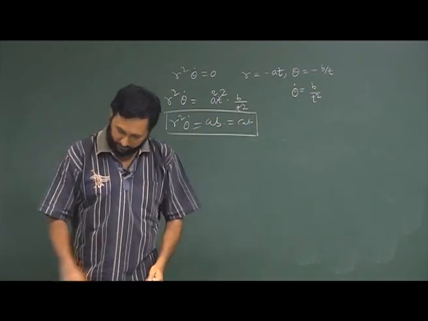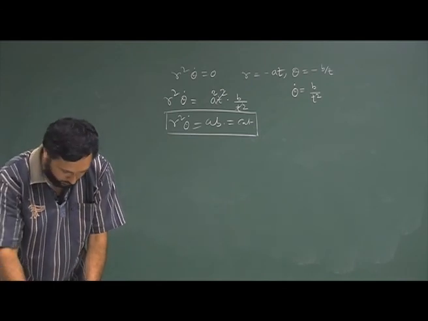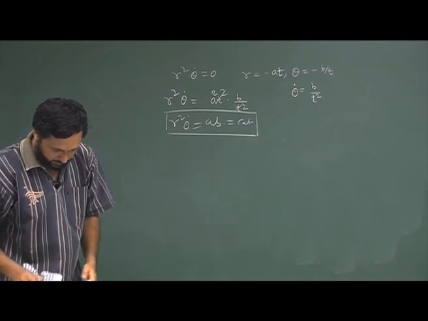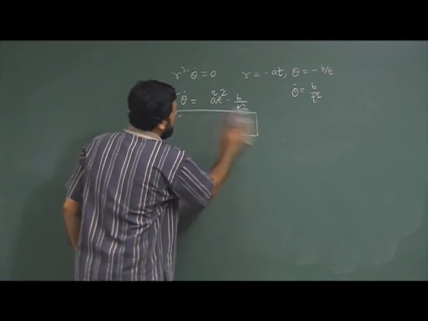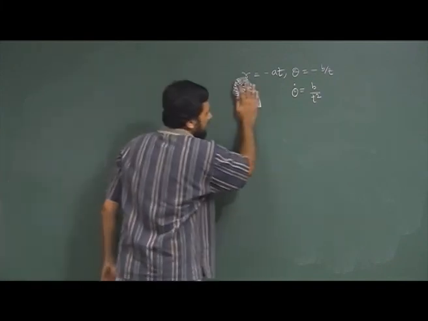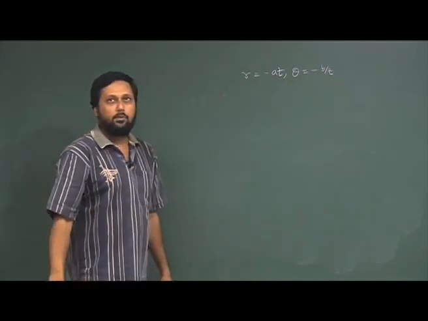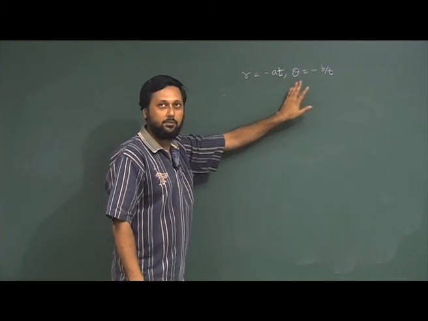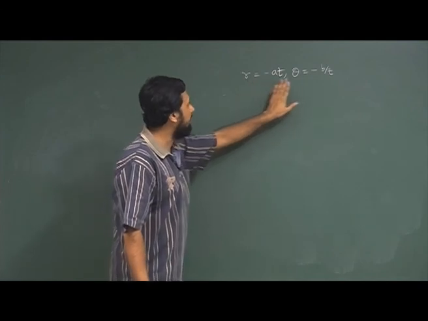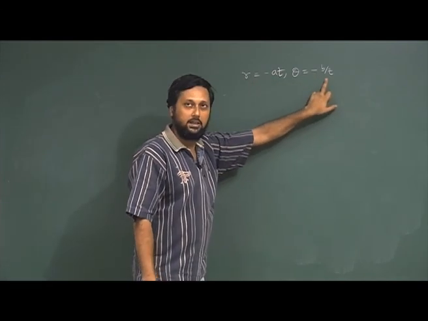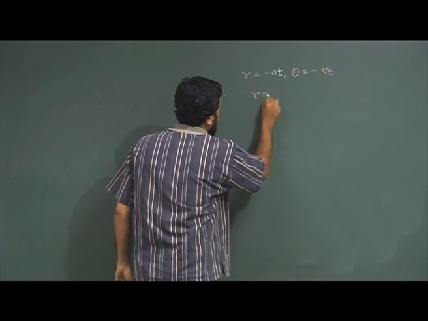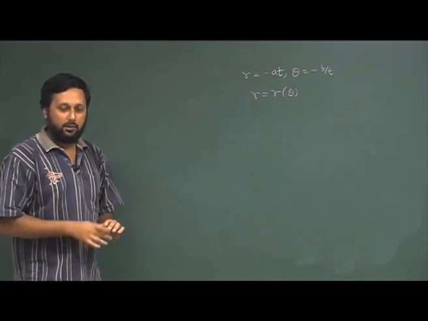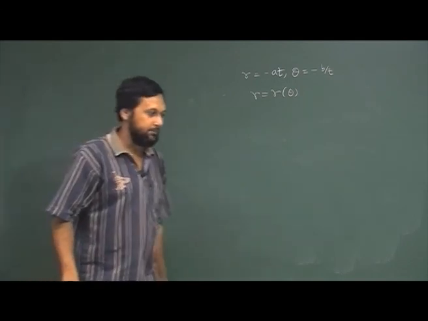Now, the second part is we have to find out the equation of the orbit. I am leaving it to you, because all you need to do is, from the expressions of r and theta, you need to eliminate t. So, essentially you have to get r as a function of theta. You can do that. Okay. So, I leave it to you and we move to the next problem.